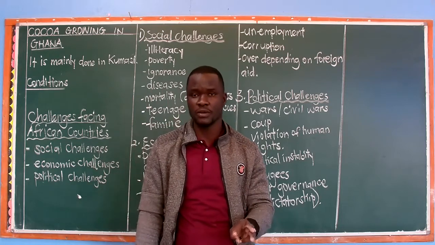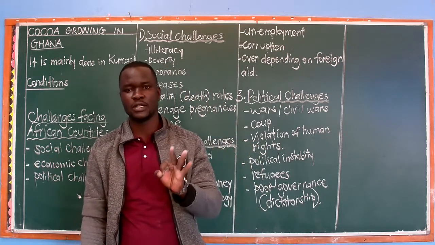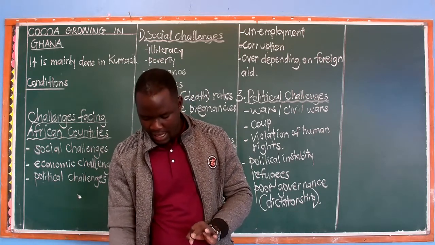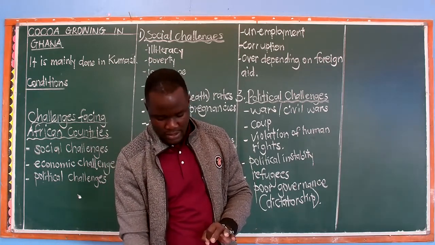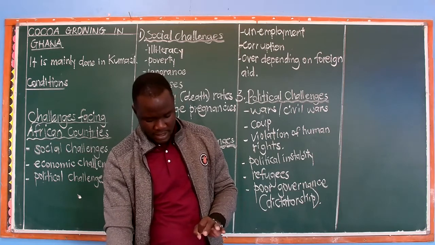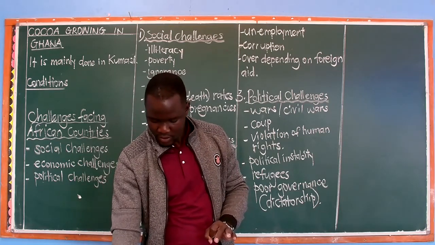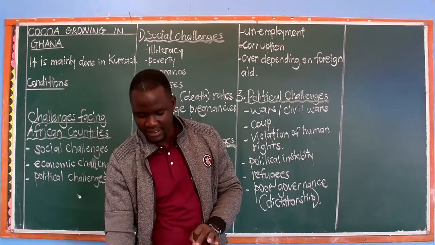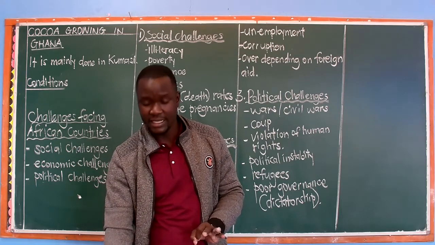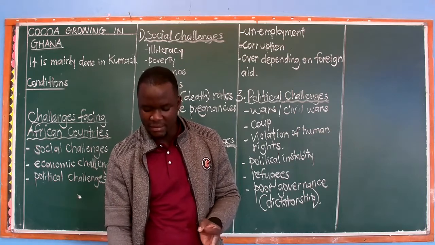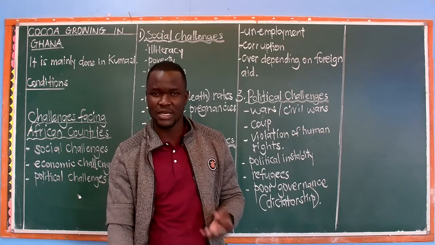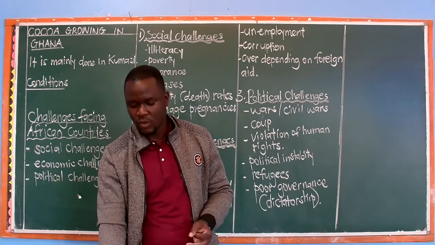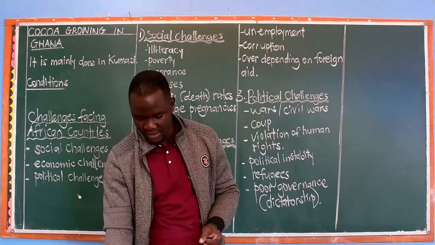We have the social problems, the economic problems, and the political problems as we have seen them. And we want to go to page 57, where we are given illiteracy, that is the inability of a person to read and write. And what makes people unable to read and write? Maybe they are poor, they could not afford the school fees.